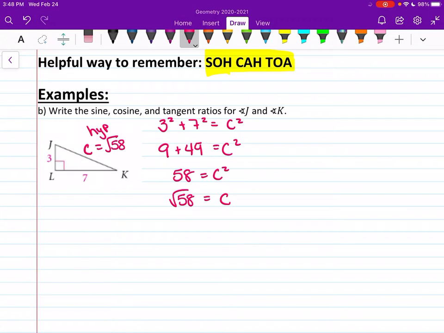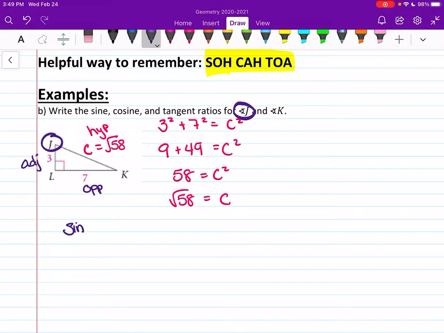So let's do angle J, and I'm going to color code these. So I'll do angle J in purple. If this is my angle of interest, the side that doesn't touch it is 7. So that's the opposite side. The non-hypotenuse side that does touch it is 3. So that's the adjacent side.